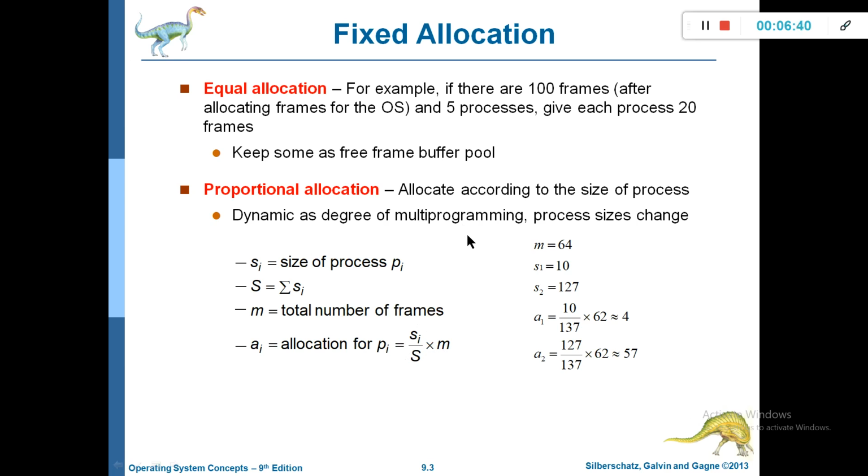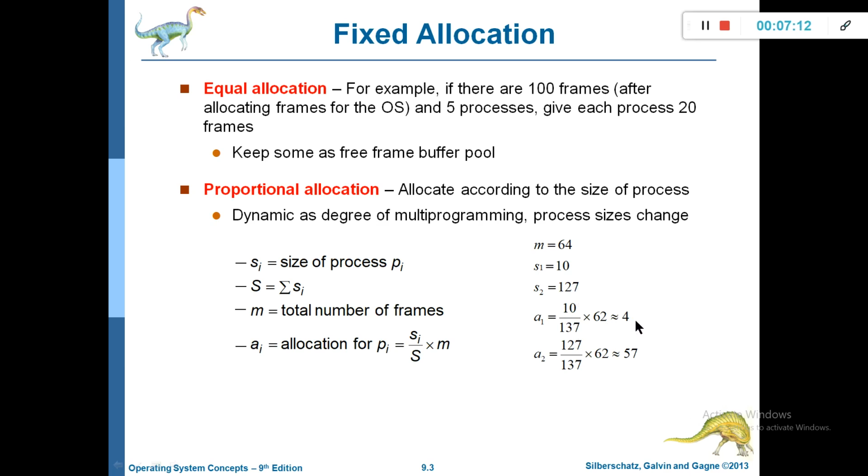Take one example: the total number of frames available is 64, and there are two processes, S1 and S2. The size of S1 is 10 frames and the size of S2 is 127. Now, how are you going to allocate the number of frames? For the allocation for process P1, a1 is equal to 10, the size of the process, divided by the total size of the processes, which is 10 plus 127, that is 137, into 62.